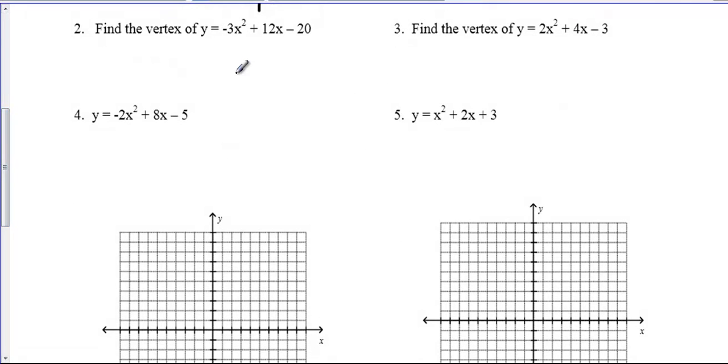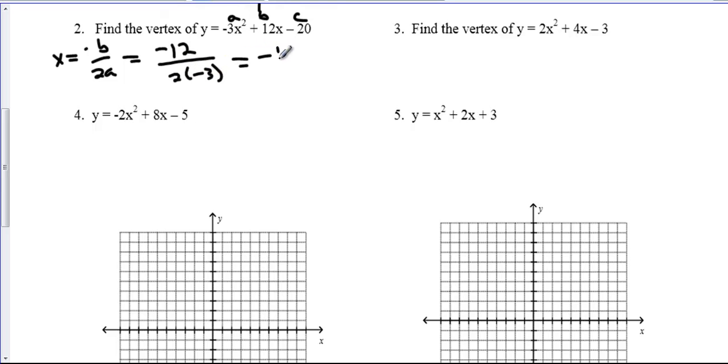Like I said before, we're going to do one by hand, and we're going to do one using our calculator. When we do it by hand, we use a very simple formula, which is the opposite of b over 2a. This is a, this is b, and that's c. So I would do the opposite of b, which is positive 12, so the opposite would be negative, all over 2 times a, and that would be -12 over -6, which will simplify to a positive 2. That's the x value of my vertex.